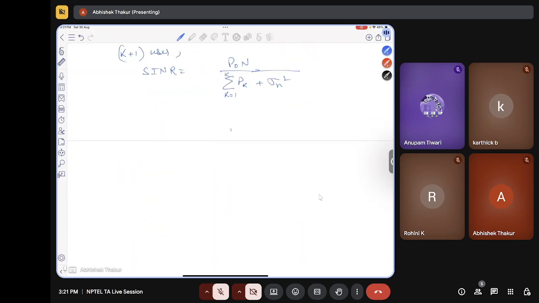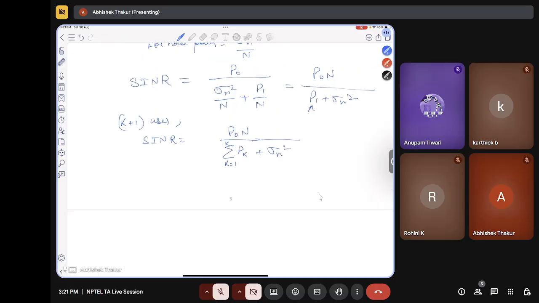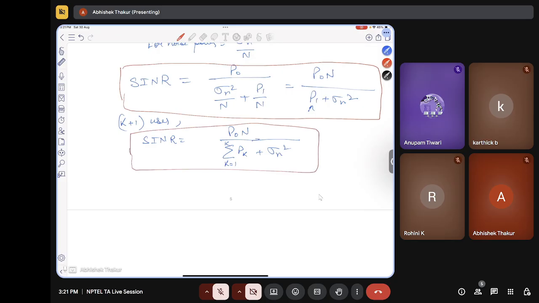So this was about the signal to noise ratio of the multi-user CDMA system. There are some questions based on this formula, so we will remember this. This is the main one, and then again we will solve the question.